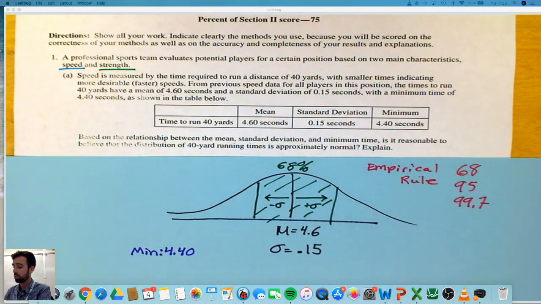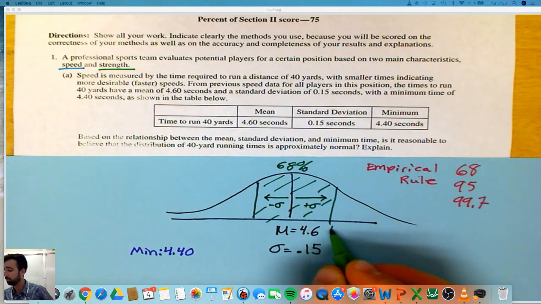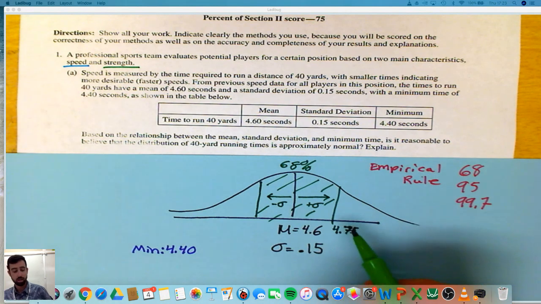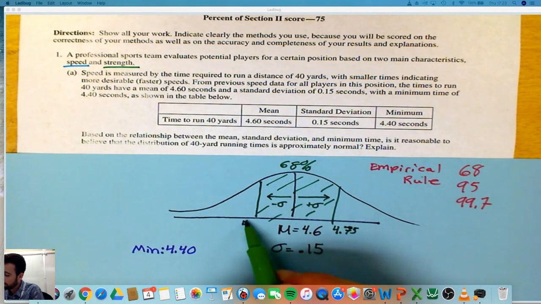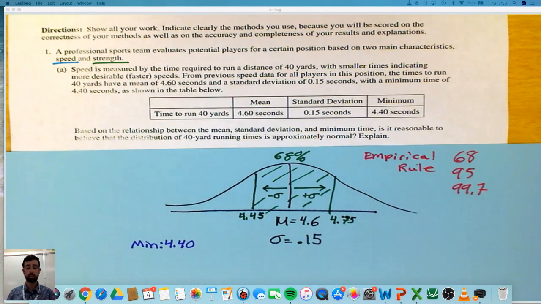So 68% of my data should fall within, well, if I do 4.6 plus 0.1, that would be 4.75. And this would be 4.45. Again, this is seconds based off of their running times.